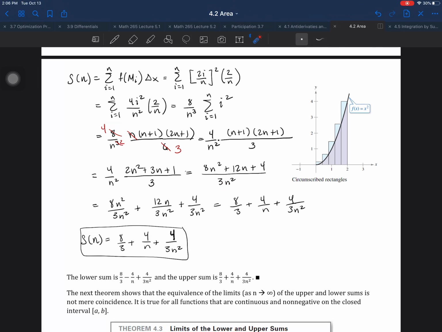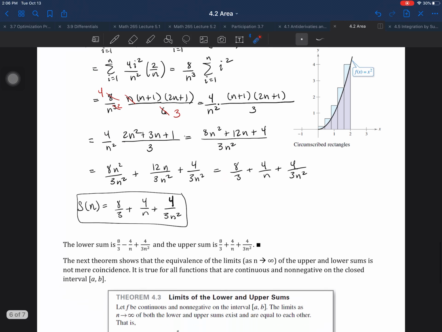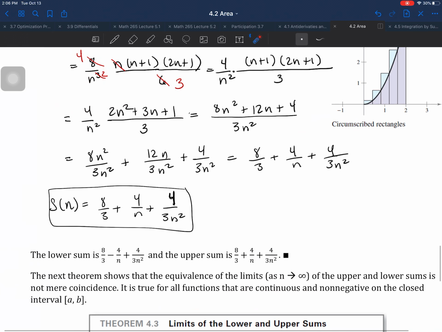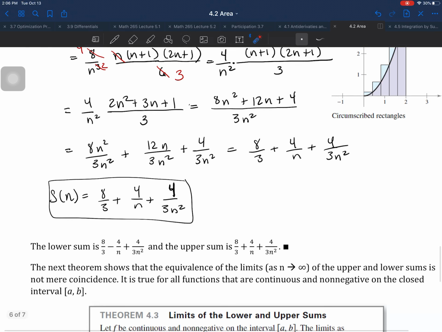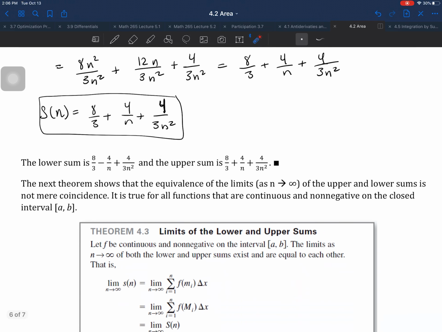And multiply this together. And now that we have this, we can go ahead and divide every term, right, by the denominator. And that gives us, these will cancel each other out. These will partially cancel. And so we're left with this expression. And so the upper sum will look like this. Right. So now this is just the upper sum.